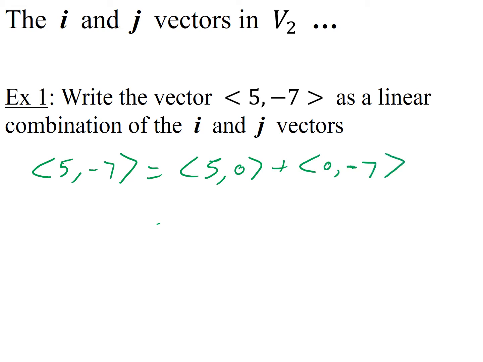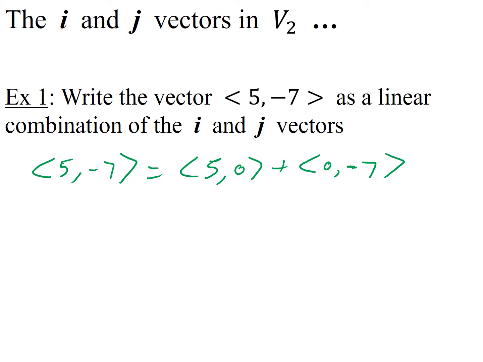In other words, I kind of just separated it out. So I wrote it as a sum of two vectors. You agree, of course, that 5, 0 plus 0, -7 is 5, -7. Because you add the first components, you get 5. Add the second components, you get -7. I wrote it in such a way where there's a 0 in one of the components. So the first vector here has a 0 in the y component. This one has a 0 in the x component.